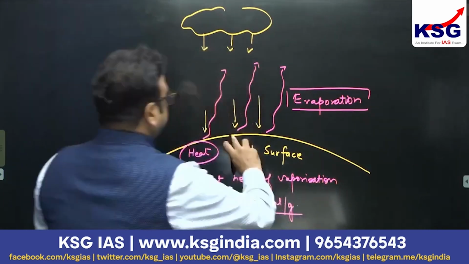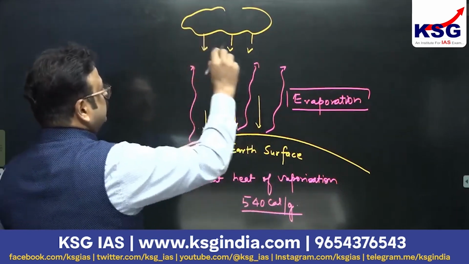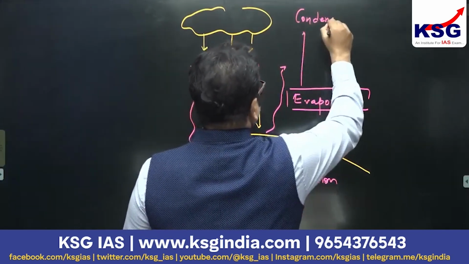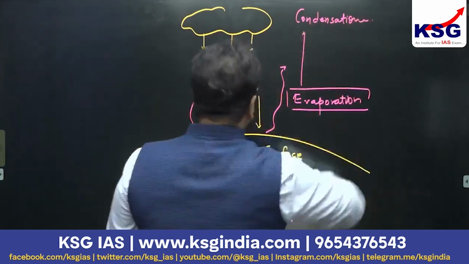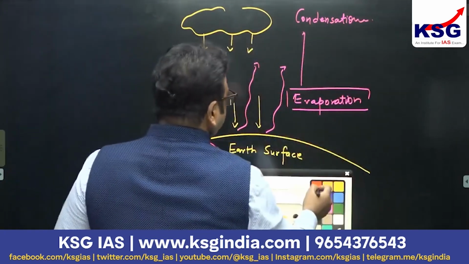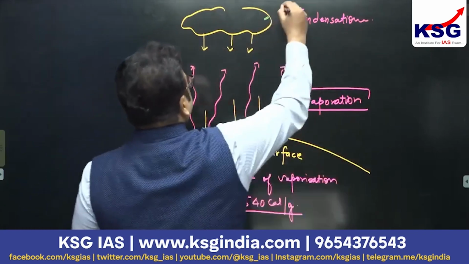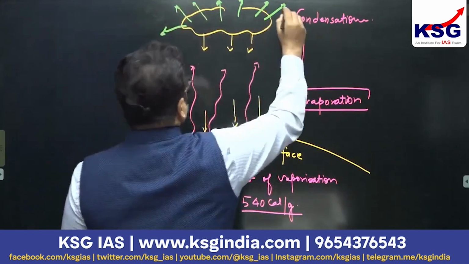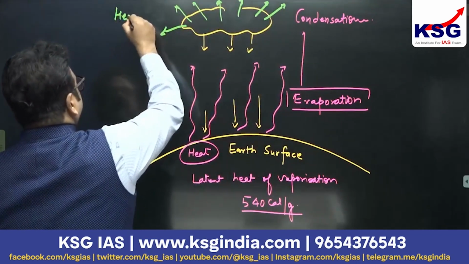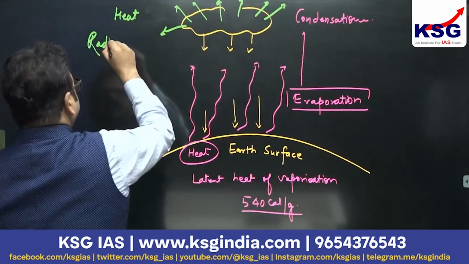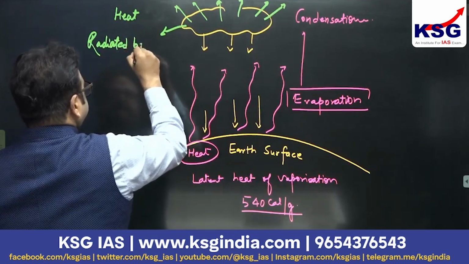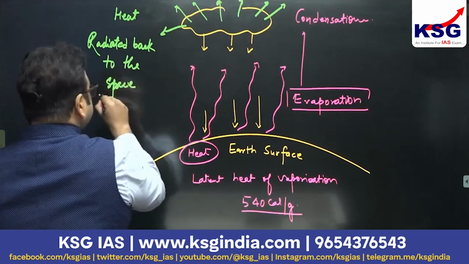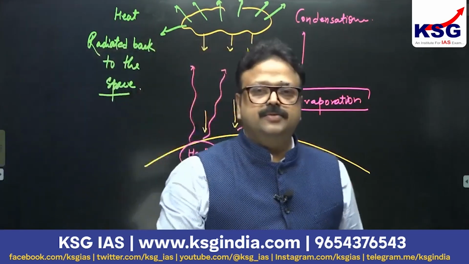This heat was absorbed by the water molecule, and again it goes up, gets cooled, further condensation. And when this condensation occurs, this heat which is absorbed in form of latent heat is radiated back to the space. And this will do what? This will enhance the rate of cooling of the earth's surface.